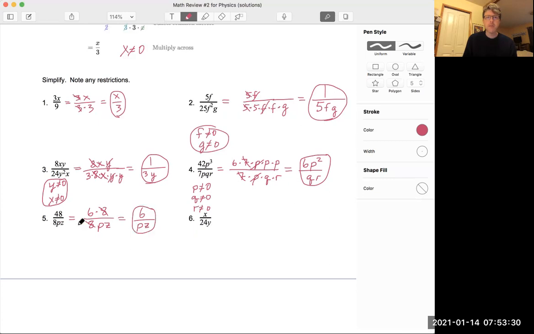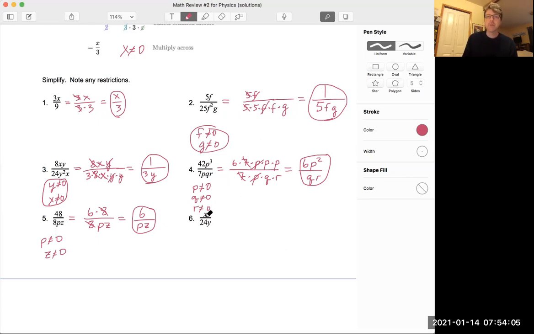And since the variables were the same as the beginning, the variables in the denominator are the same, so I don't really need to write down that P is not able to be 0 and Z is not able to be 0, because they're both in the denominator. In other words, I could write it that way, but it's not really necessary, because it's clear that they're still there.